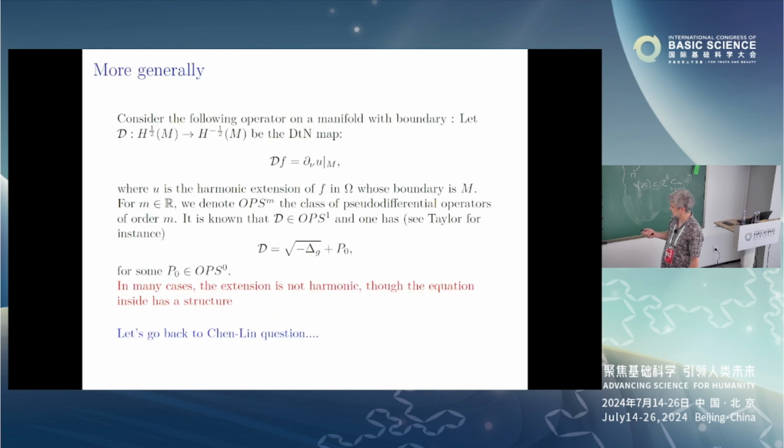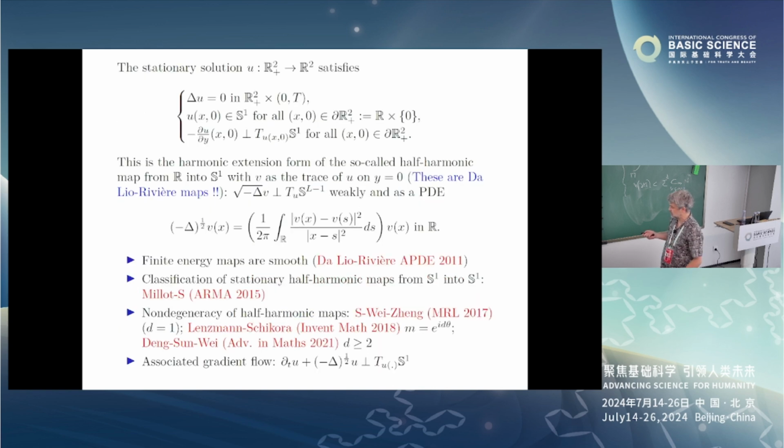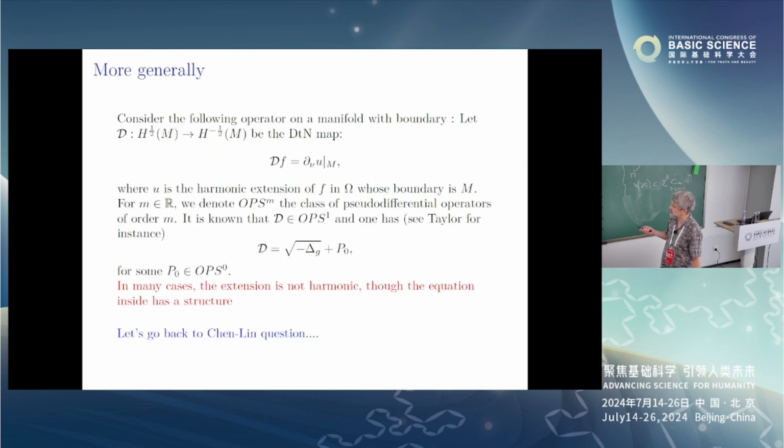So basically, in a more general way, this computation can be done for other geometries. So in general, let's take the harmonic extension. Let's take a manifold omega with boundary M, and let's take the Dirichlet to Neumann map for the harmonic extension of the boundary data.